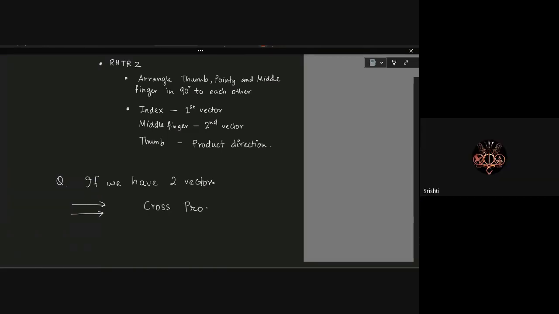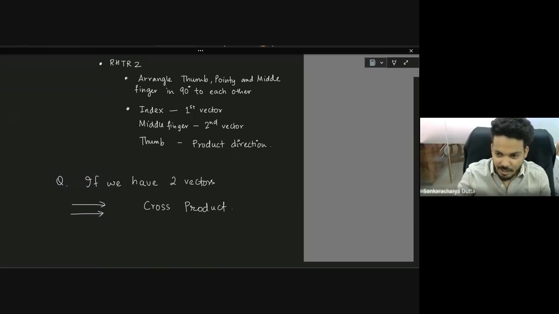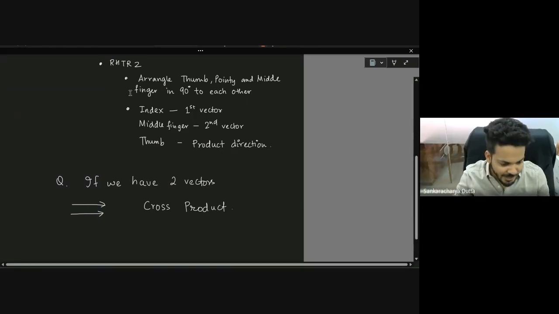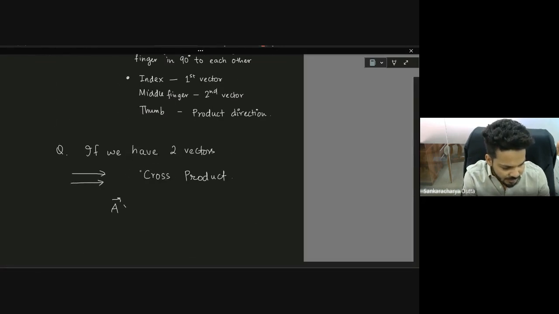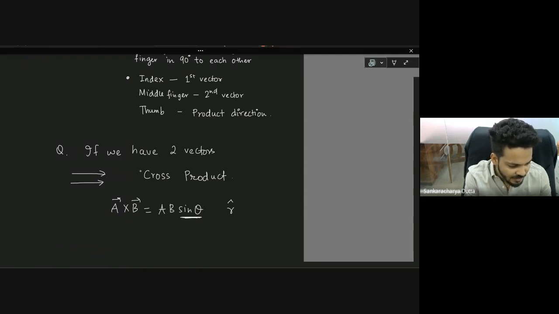So it'll be 0, right? Yes, very nice. Because if you see the magnitude, A vector cross B vector is essentially given by AB sine theta and then that r cap. Sine theta will always make the cross product of two parallel vectors equal to 0.